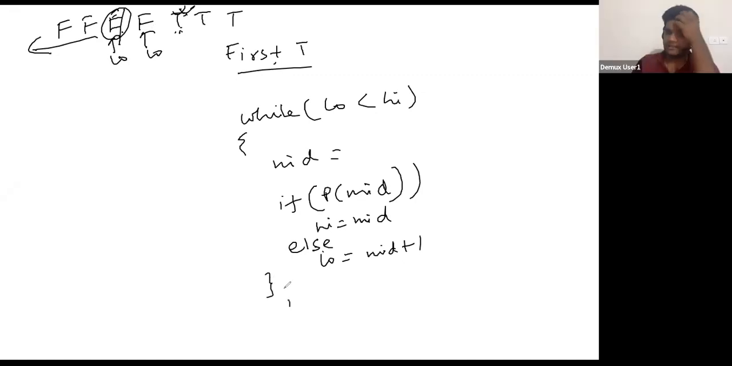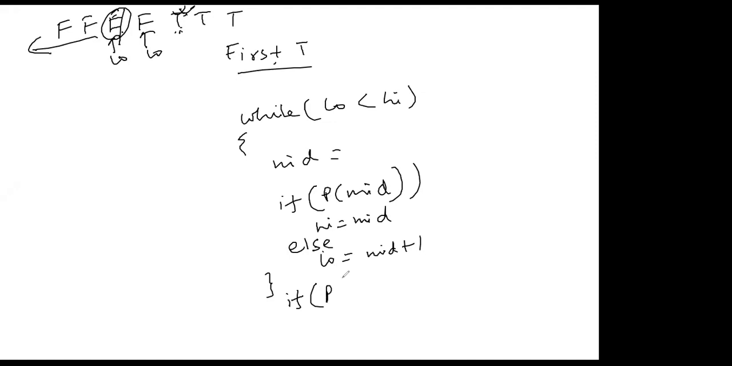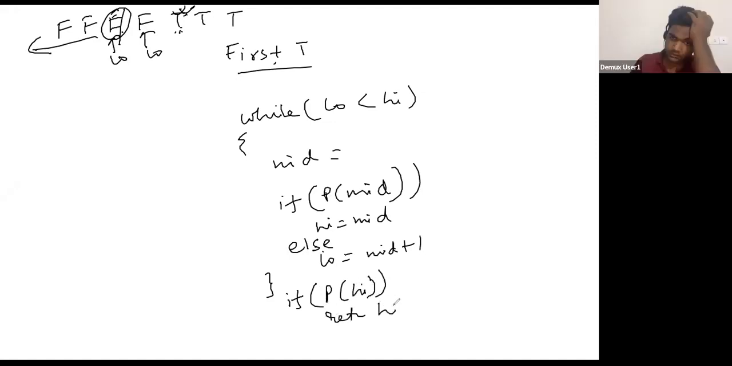Okay, what is the sanity check then? If P is high, return high, else return high. Yeah, Vaibhav, that is wrong. Will mid also be... mid might not be equal to low or high, right? After you exit from the loop.